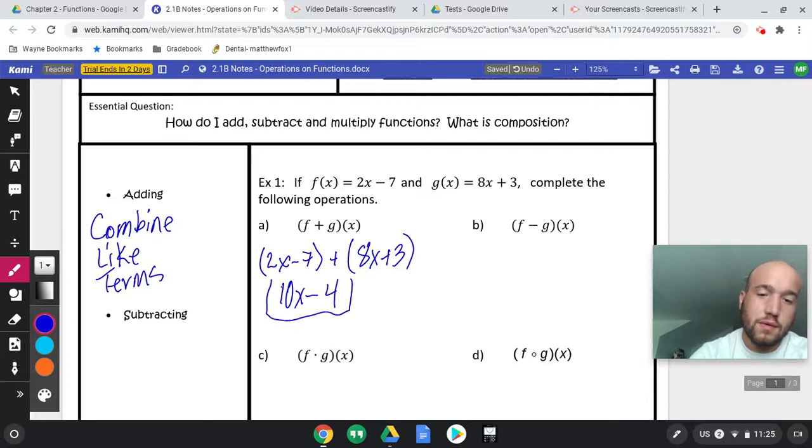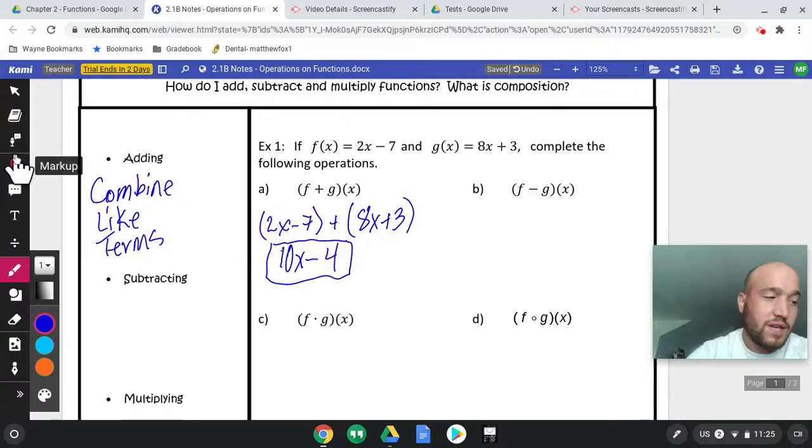We got our answer. Now, on this one, if it had been g plus f of x, it's going to be the exact same thing. If we flip those around and we're adding, it does not change a thing. Now, our next one, subtracting.